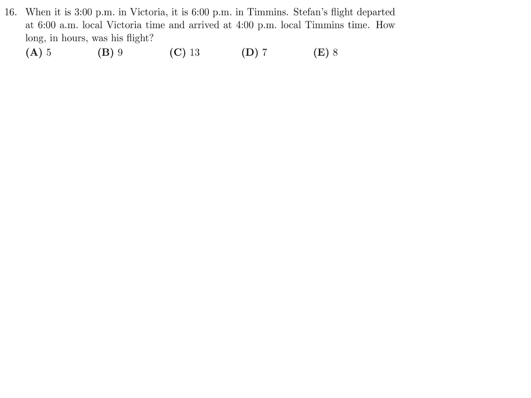When it is 3 p.m. in Victoria, it is 6 p.m. in Timmins. Stefan's flight departed at 6 a.m. local Victoria time and arrived at 4 p.m. local Timmins time.